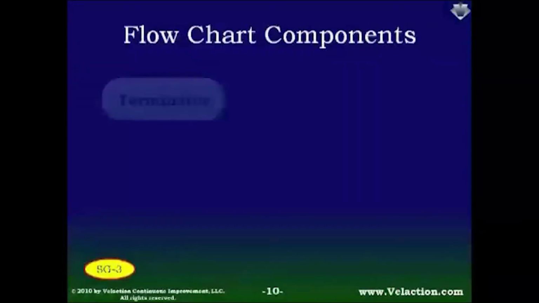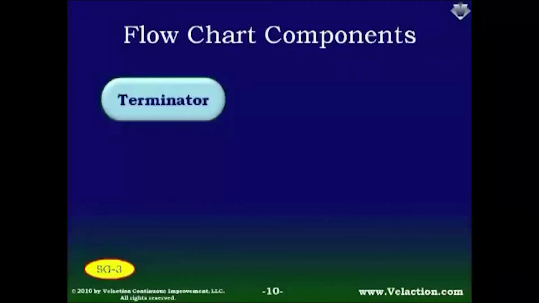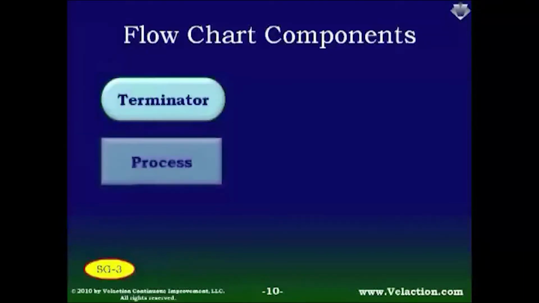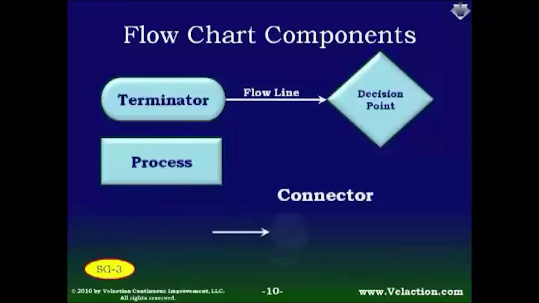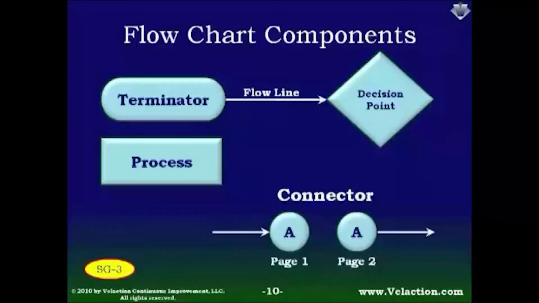So what's on a flowchart? Well, there's a couple little icons that you'll see. The first one is this rounded corner shape, and it stretches out to your size. And this is called a terminator. You have a process box. You have a decision point. You have a flow line. And then there's a connector. And the connector is basically an off-page connector or a different location. It's a way of conserving space and keeping the clutter down. So you just link these two things together.